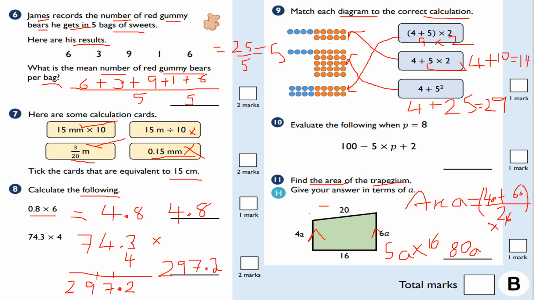Question number 10. Evaluate the following when p is equal to 8. We're going to have 100 take away 5 lots of 8, 5 times 8, plus the 2. Well, 5 times 8 is going to equal 40. So 100, take away the 40, plus the 2, I'm going to get the answer of 62.